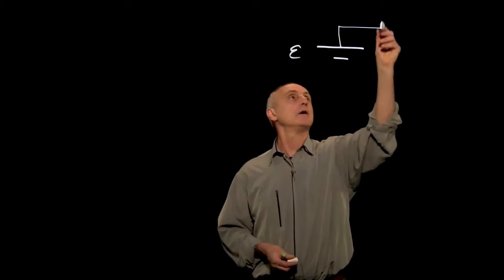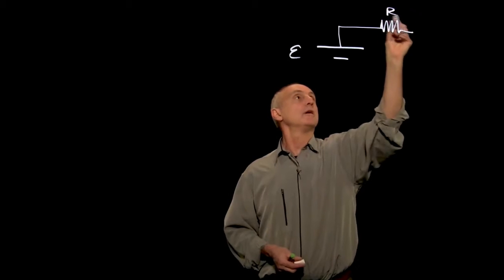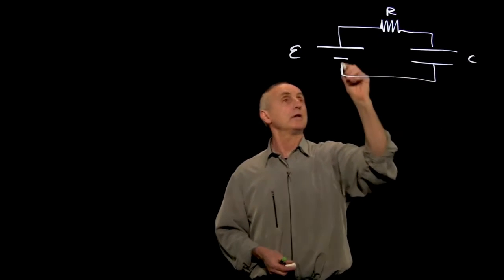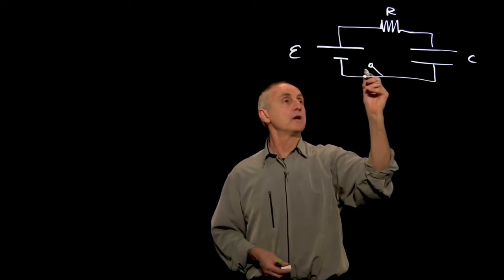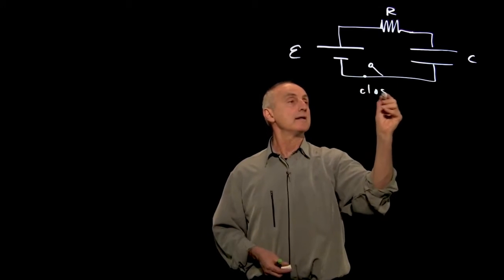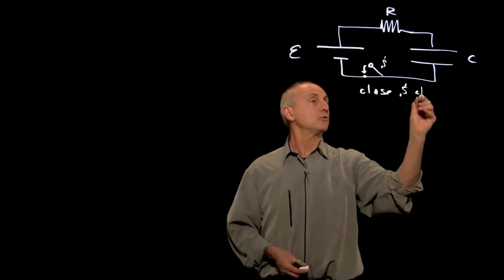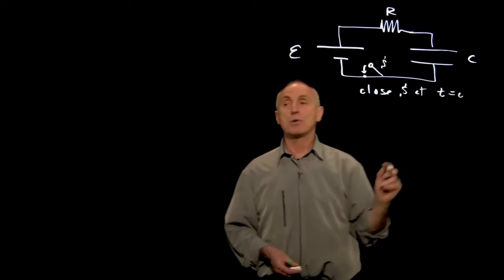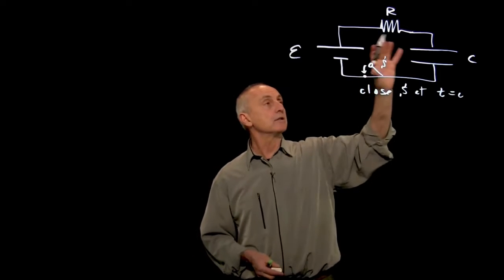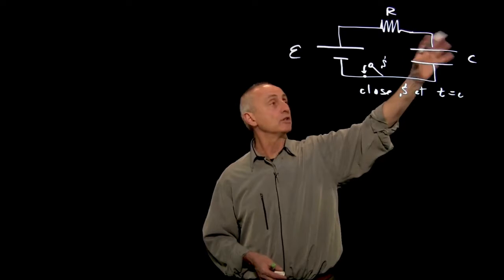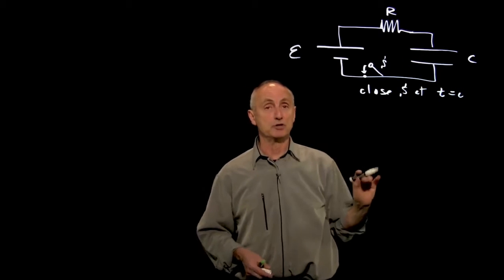Let's analyze our charging capacitor again, where we have an ideal battery, a resistor, and a capacitor in a circuit with a switch. We close S at t equals 0. What we want to do is look at the current as a function of time, the charge on the capacitor as a function of time, and the voltage across the capacitor as a function of time.